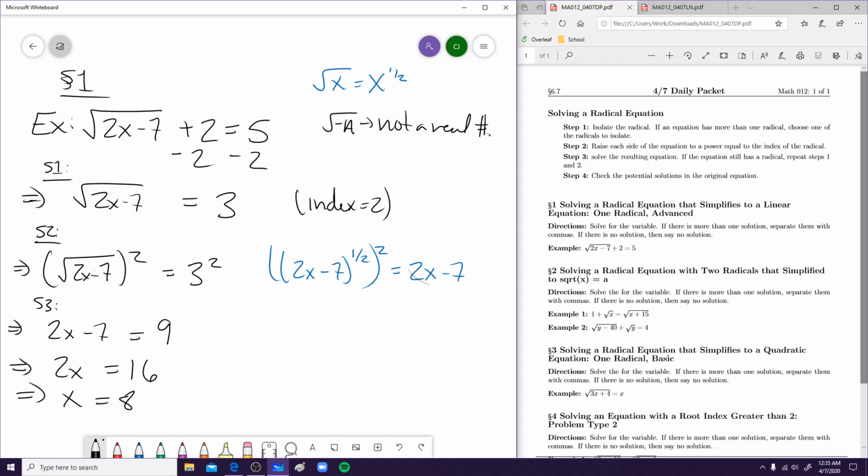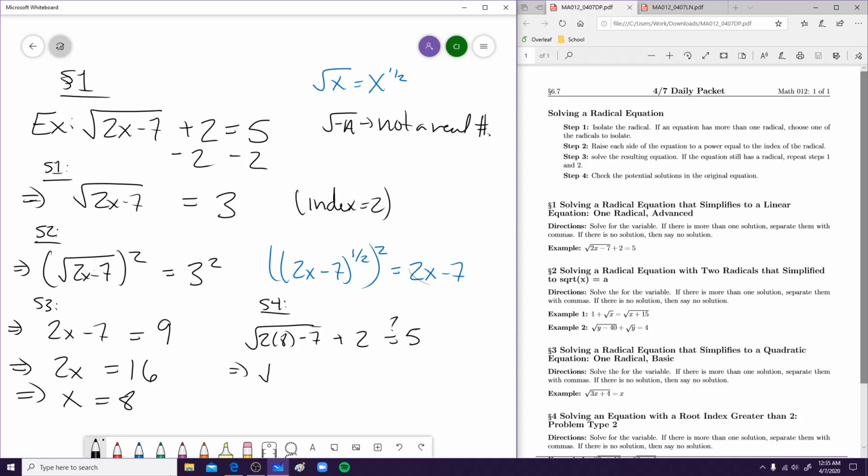So I'm going to bring step 4 over here, right under this work. So step 4, I'm going to take this x equals 8, and I'm going to put it in the original equation, which is right up here. So this is the square root of 2 times 8 minus 7, plus 2. Is this equal to 5?